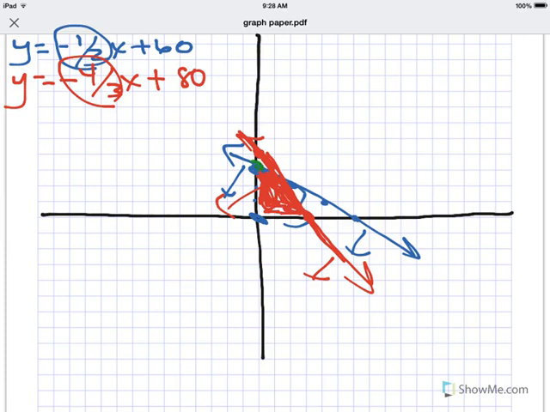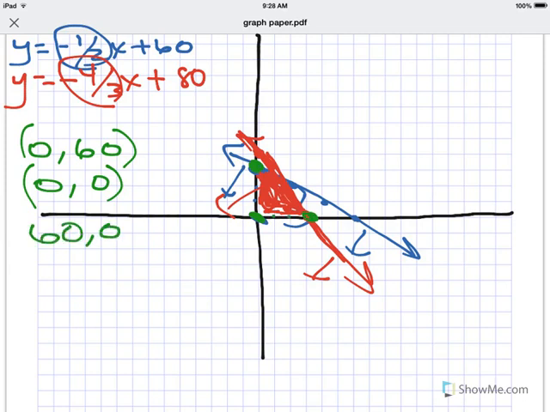I have one here, and this is the point 0, 60. We can see that one easily. I have one here, which is the point 0, 0. I have one here, which is the point, let's see, 20, 40, 60. So 60, 0. And I have one here, which is going to be a little harder to see. So you're going to need to go back to where you learned about systems of equations and substitution and elimination and figure out where those two lines cross each other.